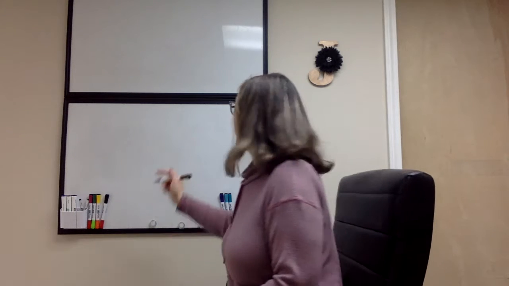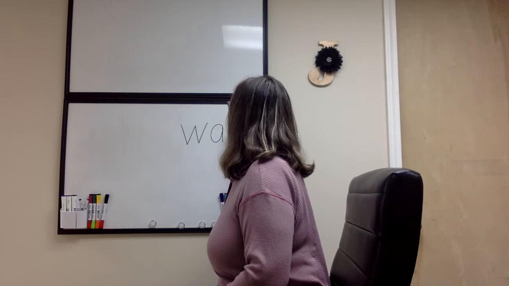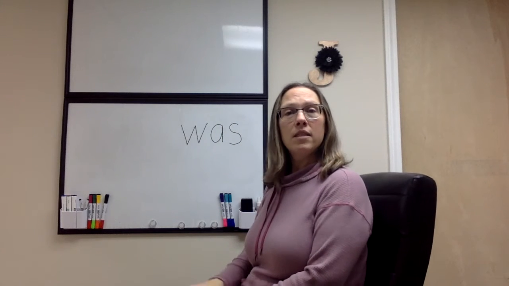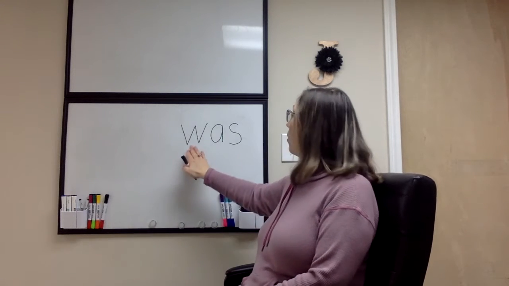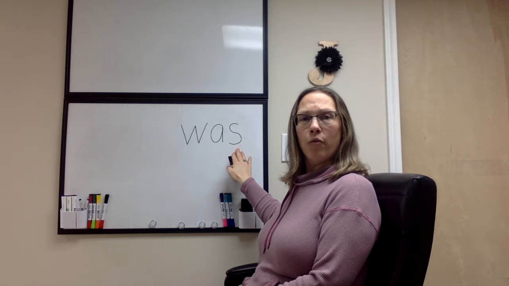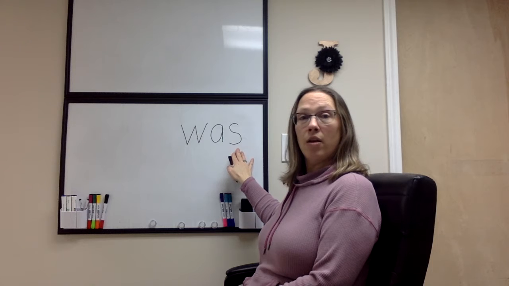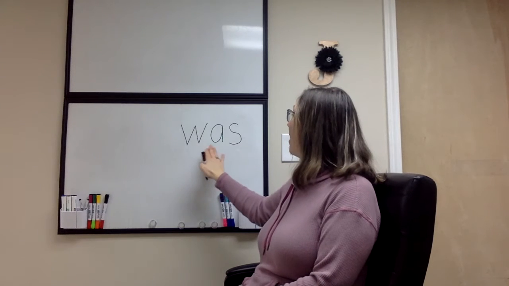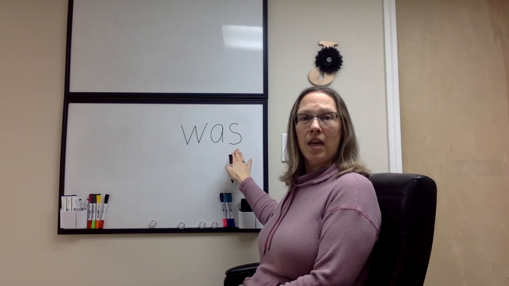So I am going to write our new tricky word and let's see if we can figure out what our new word is. So let's sound it out, knowing what we know about letter sounds. W, a, s, was. That doesn't sound right. Let's apply what we know about the S and another sound it could make at the end. W, as, was. That just doesn't sound right either.